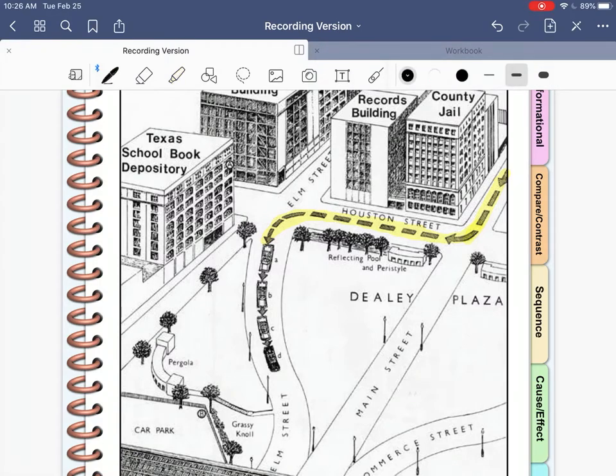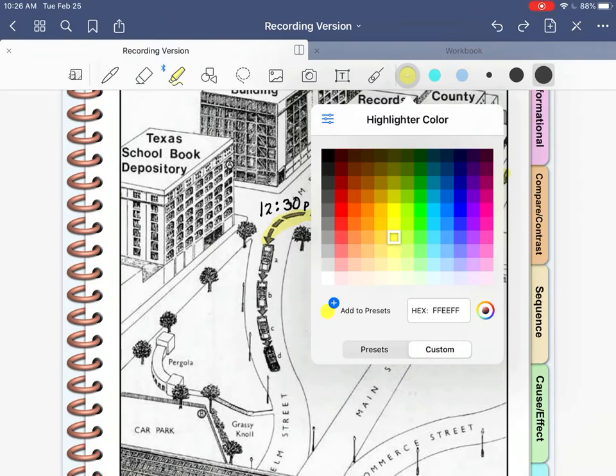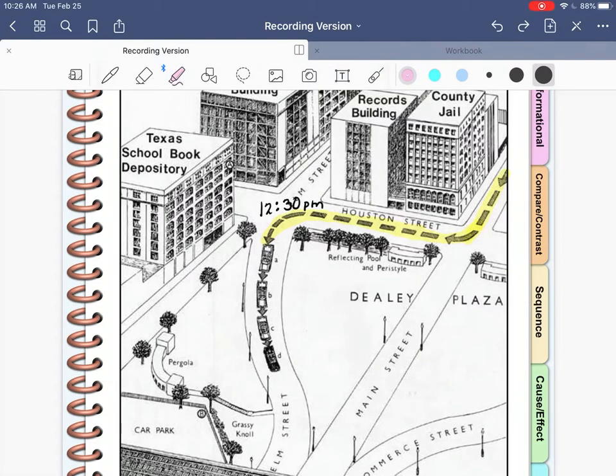Let's go ahead and put our time in there. This is at 12:30 p.m. on November 22nd, 1963. So the car rounds the corner. At A, this is the same car. This is the president's car. So at position A, and I'll tell you what, let me use a different color for this one. At position A, here's the president's car.